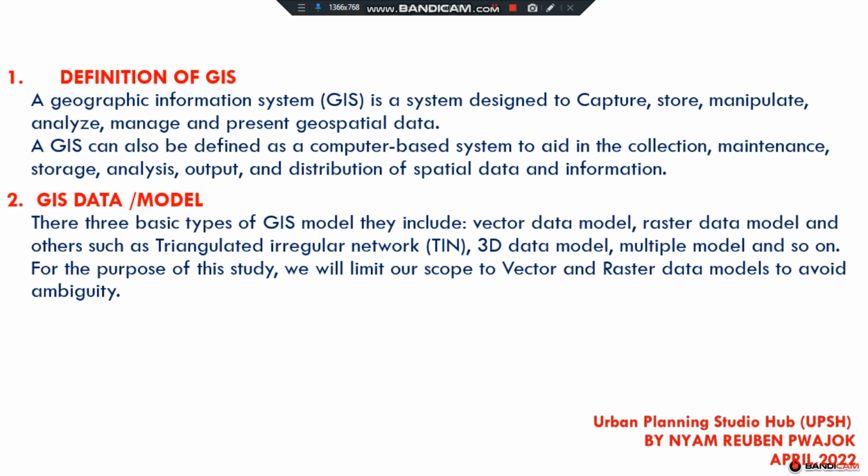There are three basic types of GIS model. They include the vector data model, the raster data model, and others such as the triangulated irregular network, 3D data model, and we also have multiple models and so on. Now, for the purpose of this study, to get us going in understanding how GIS functions, we are only going to focus our attention or scope to the vector and raster data models alone, just to avoid complexities.